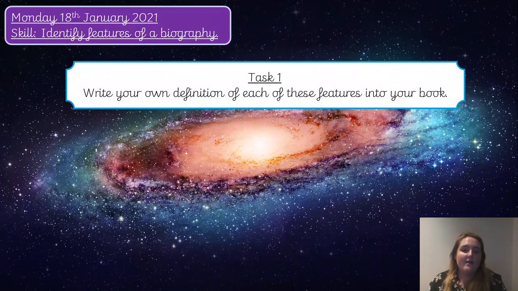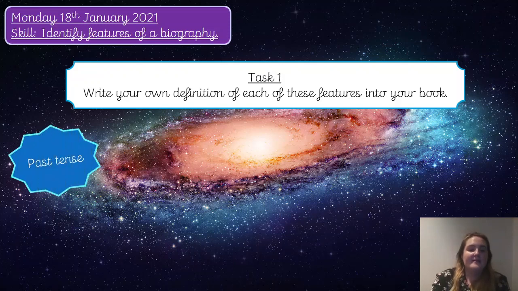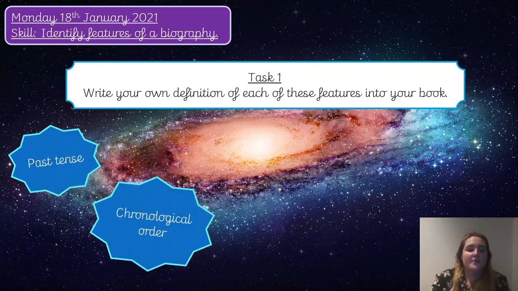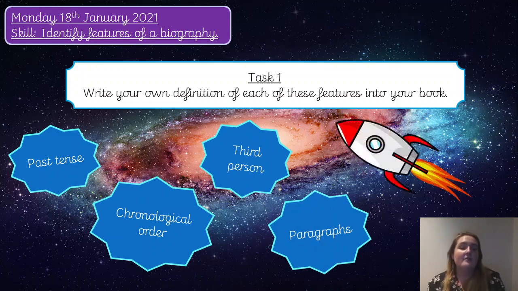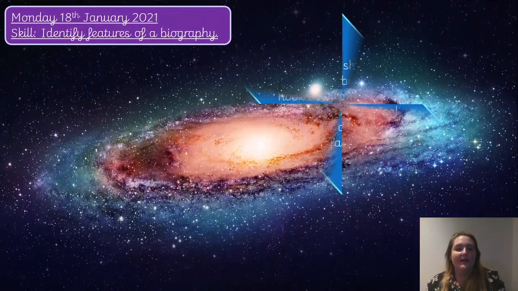Your first task then, now we've gone through those 4 features, I would like you to write past tense, chronological order, third person and paragraphs into your book, and underneath each of those features I would like you to write your own definition, so what each of those features mean. Pause the video please and complete this task now. Okay, I'm sure your definitions are brilliant.